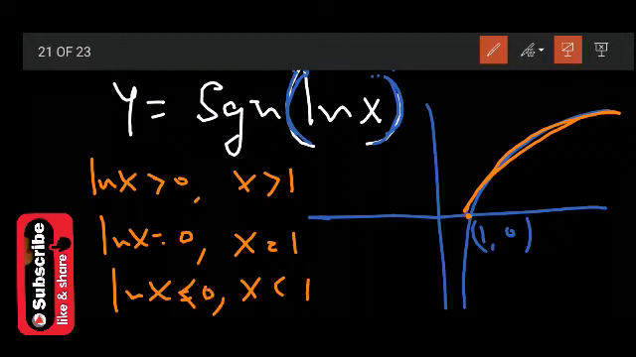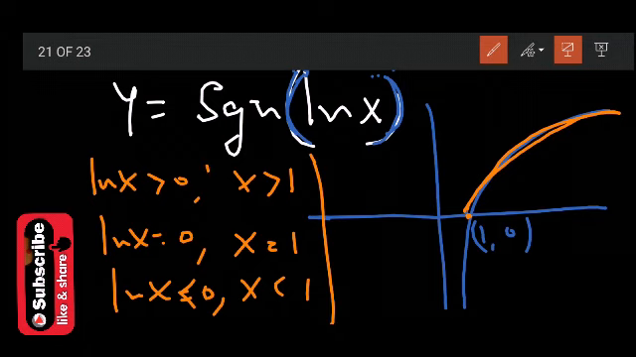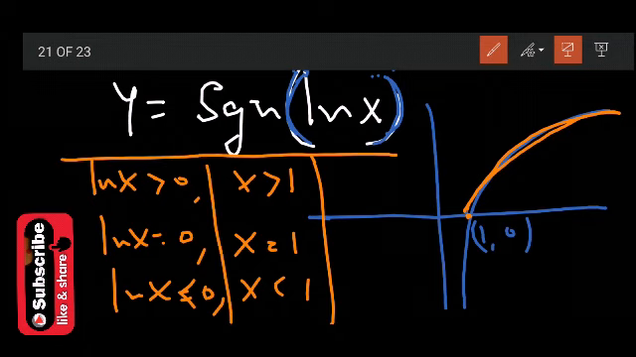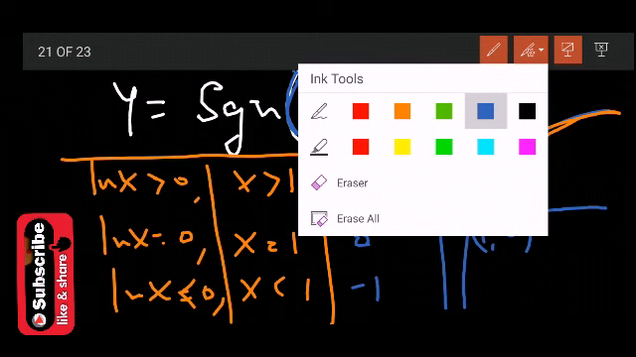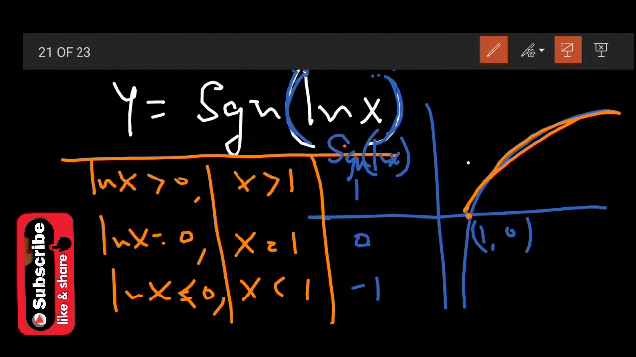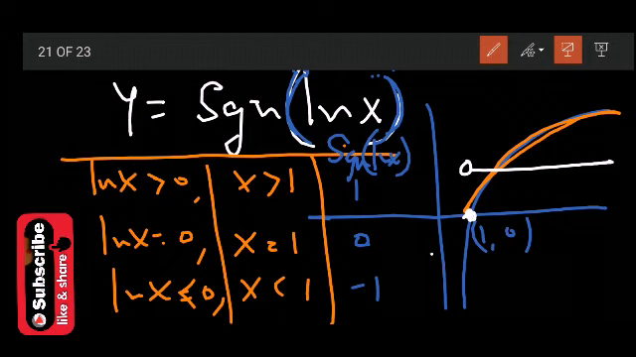So SGN of ln x, let me tabulate it. It will become 1 here, 0 here, and minus 1 here. So you can draw the graph of SGN of ln x: for x greater than 1 it attains 1, at x equal to 1 it is just 0, and for x less than 1 it is minus 1. This is the graph over here.